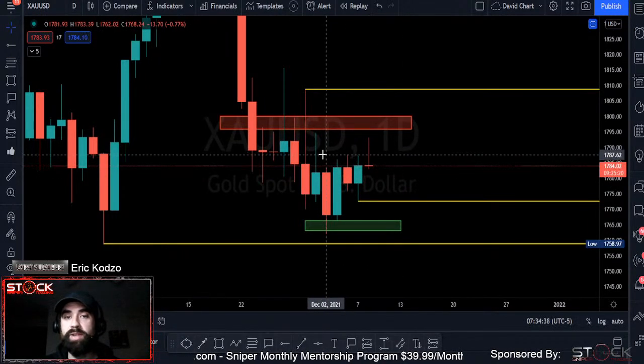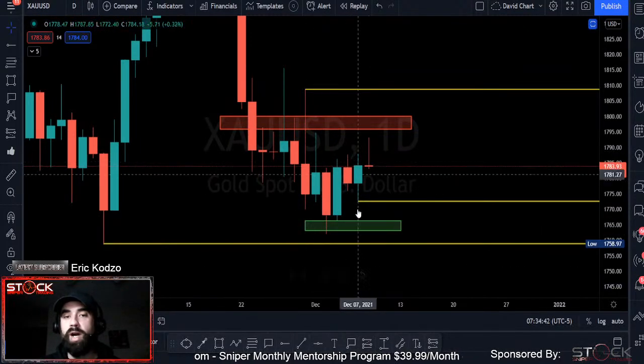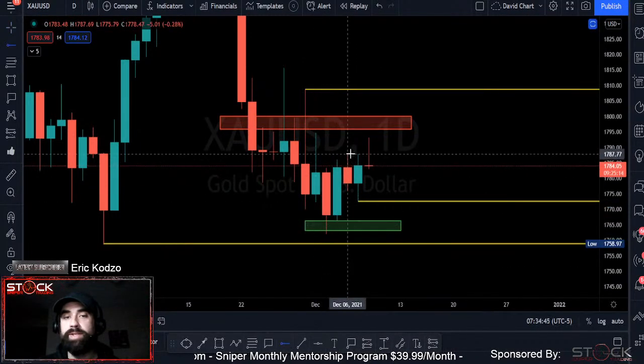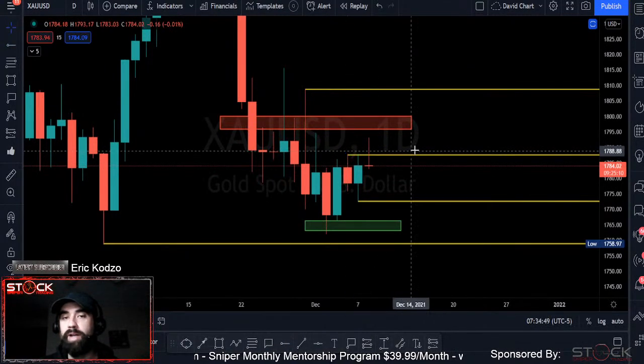Okay, so with that being said, check out right here. You can see that there's been double wick rejection and that price is starting to close below. So I'm going to gather this area as resistance for now, and then I'm going to wait and see what it looks like on the 4-hour and the hourly.